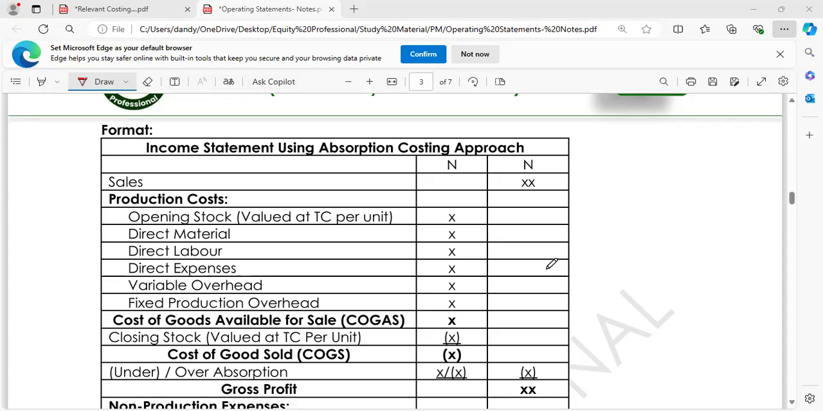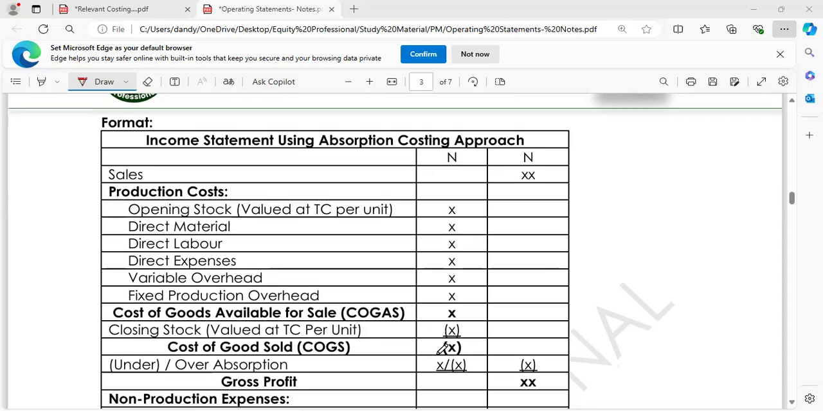Then we now talk about under absorption and over absorption. We said that under absorption arises when the budgeted output is less than the actual output or actual overhead. When this happens, the difference should be deducted from the cost of goods sold. Then we moved to over absorption. We said over absorption will occur when the budgeted output is greater than the actual output or actual overhead. In this situation, the difference should be added to the cost of goods sold. So these are the things that we discussed last time.